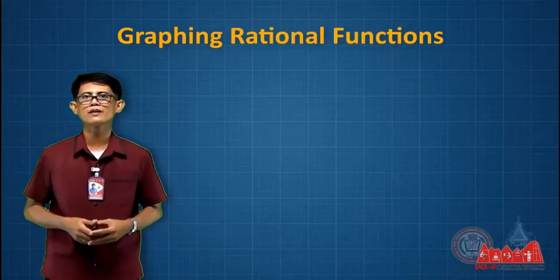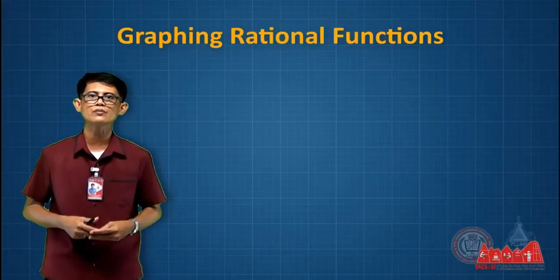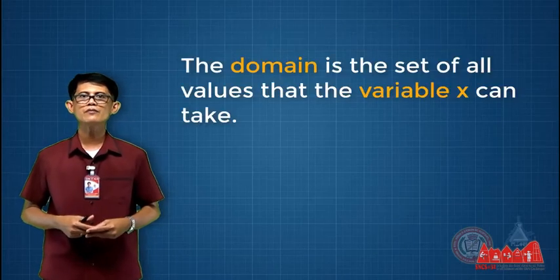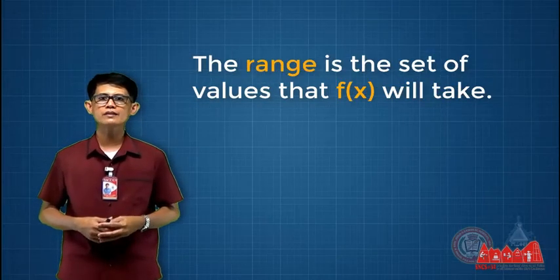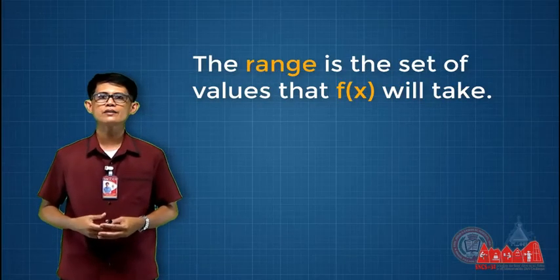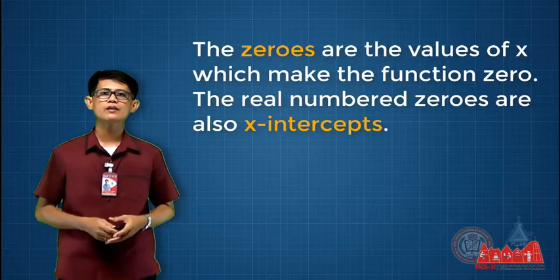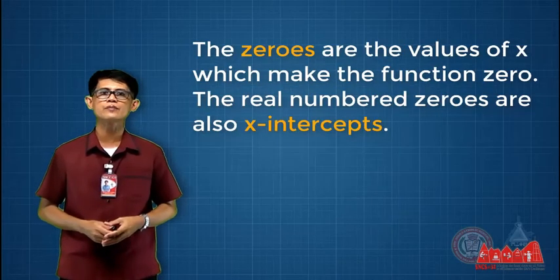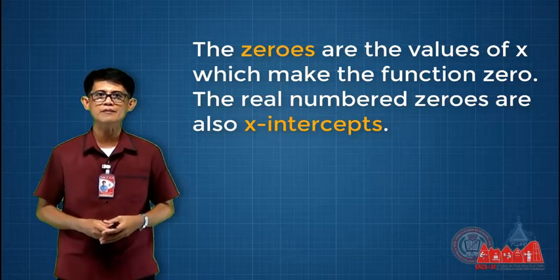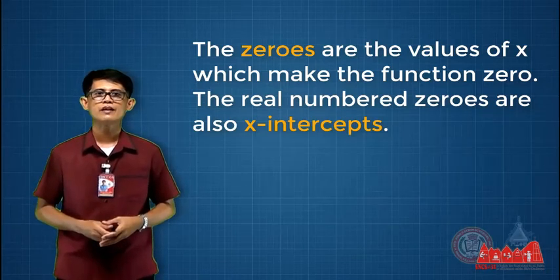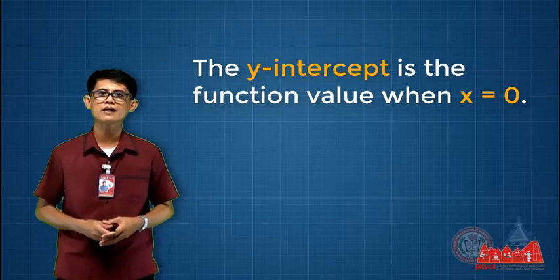Before we graph the rational functions, here are some basic concepts that we need to keep in mind. The domain of a function is the set of all values that the variable x can take. The range of the function is the set of values that f of x will take. The zeros of a function are the values of x which make the function 0. The real number zeros are also x-intercepts of the graph of the function. And the y-intercept is the function value when x equals 0.